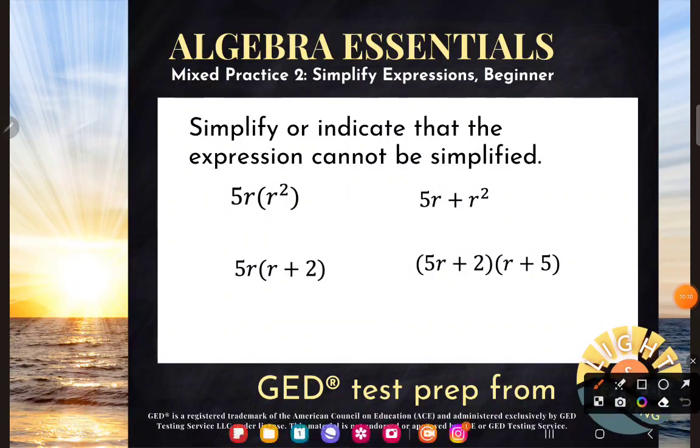So let's look at this first example here. Notice how this 5r in front is shoved up against the parentheses. That is multiplying. And so we have 5r times r squared. One of the trickiest things about algebra when we start simplifying expressions is people mix up the rules for addition and subtraction. So know what you're doing when you're doing it.